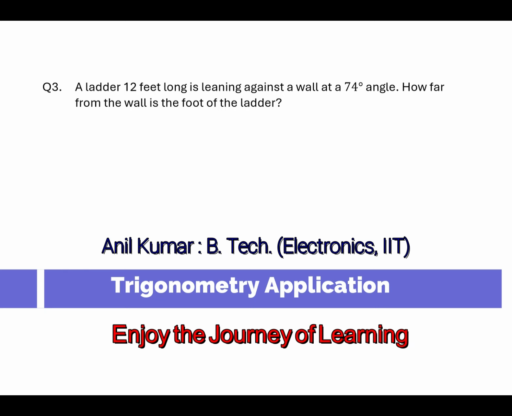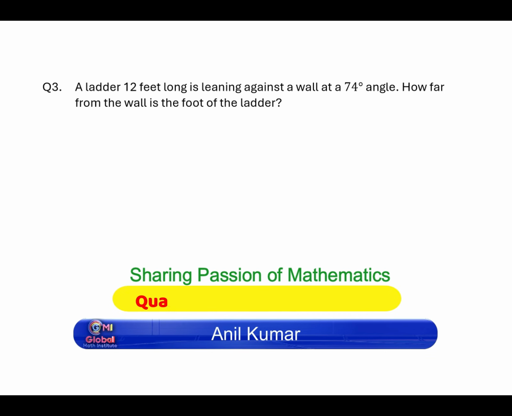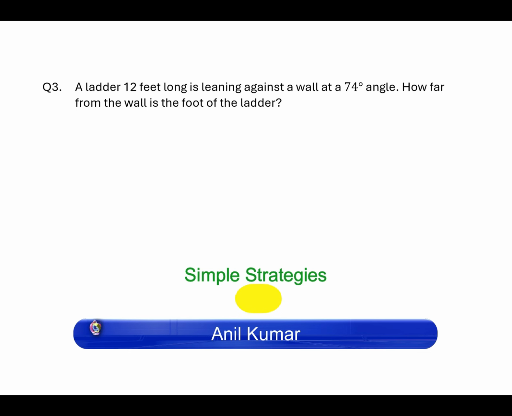Let us understand step by step solution to the word problem. Question number 3. A ladder 12 feet long is leaning against a wall at a 75 degrees angle. How far from the wall is the foot of the ladder? First step is to sketch the diagram.